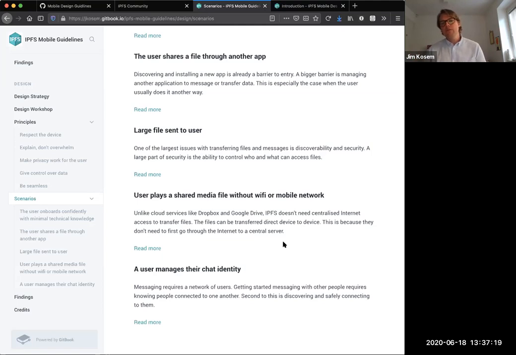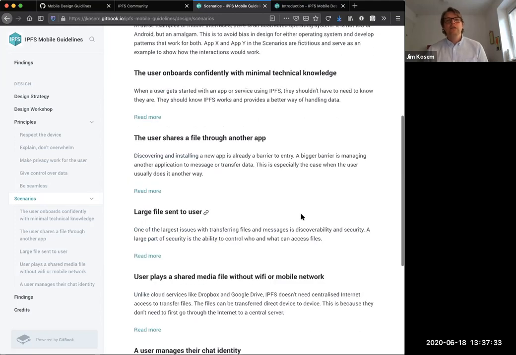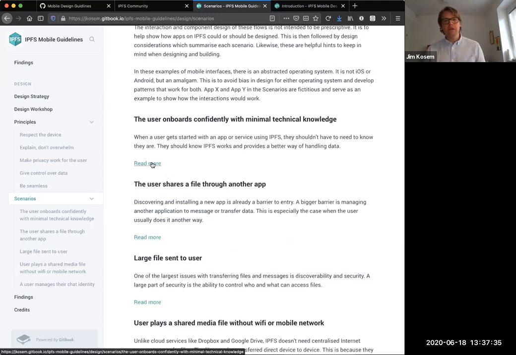And then finally, a user manages their chat identity, because ultimately identity is more pervasive when you're talking about communication between two people rather than moving files between two people. So we looked at an illustration of that as well. So the first scenario is that the user onboards confidently with minimal technical knowledge. And just looking at that real quick.